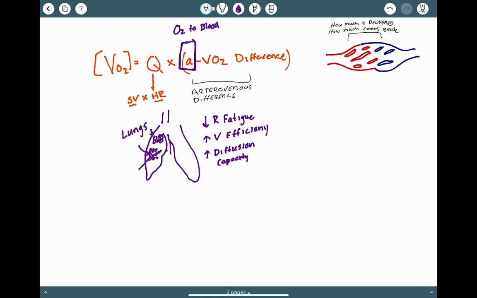Let's say you have asthma. If you have asthma, this A is going to go down, right? Because if you have asthma, you have this thick mucus that is going to be interfering with the diffusion of oxygen across the membranes and into the blood, okay? So A is focusing on pulmonary function. And again, we decrease the rate of fatigue right here, check. We increase ventilatory efficiency, check. We increase diffusion capacity of oxygen into the blood. So what does that look like?